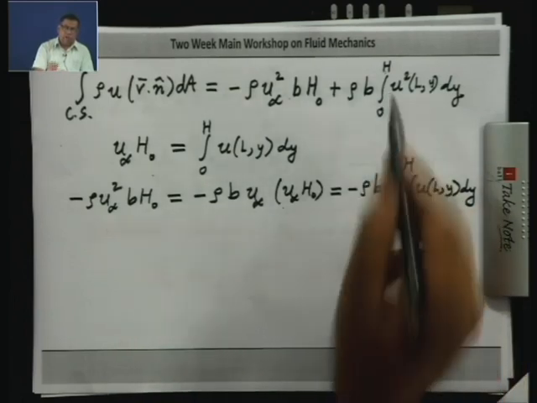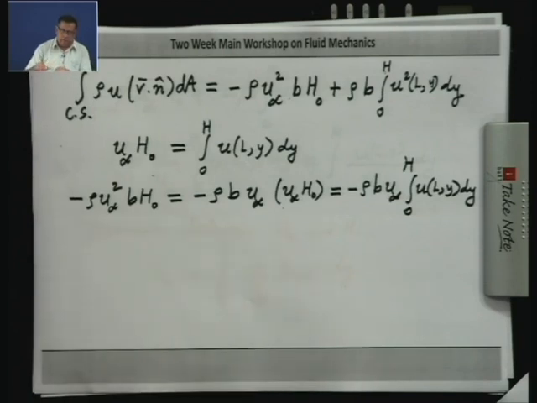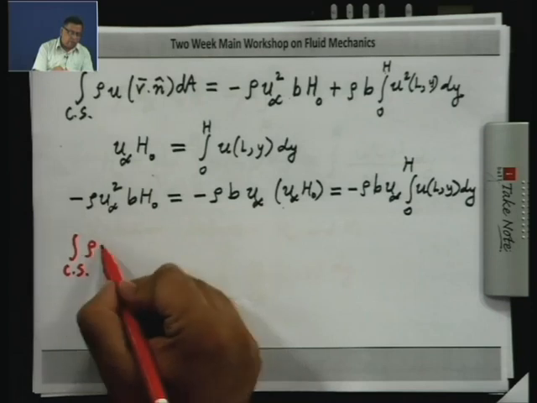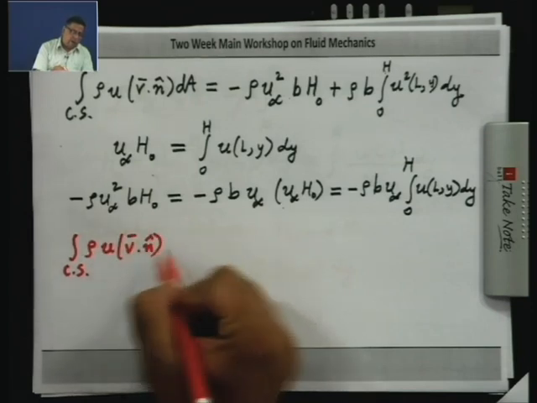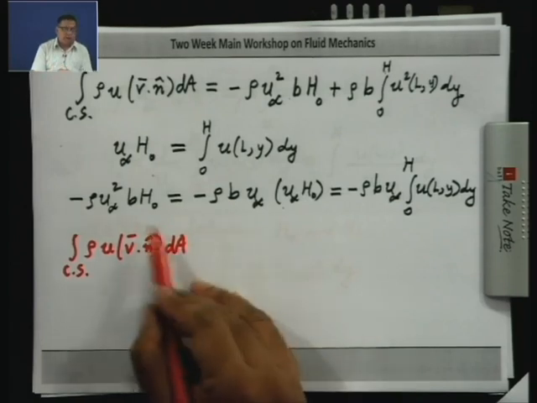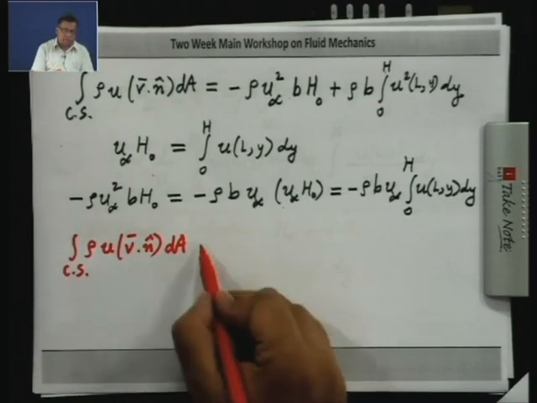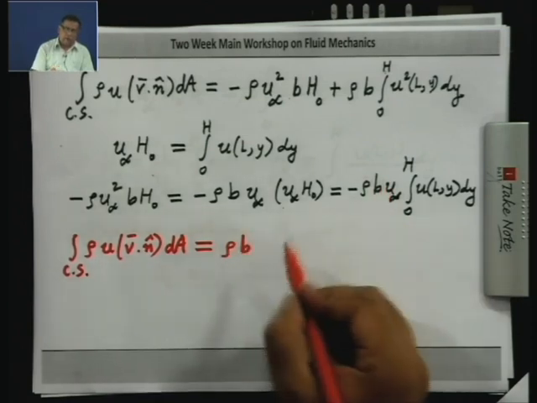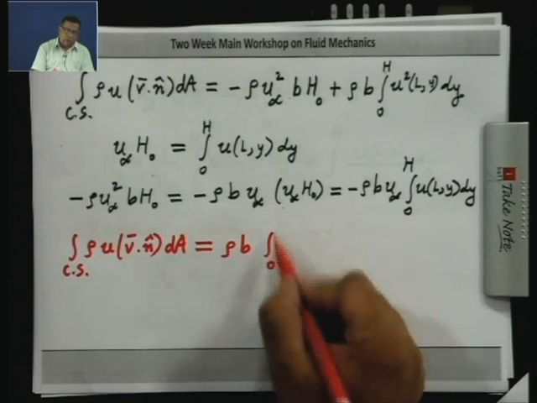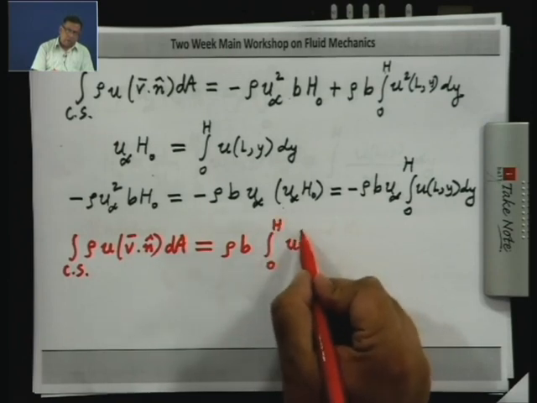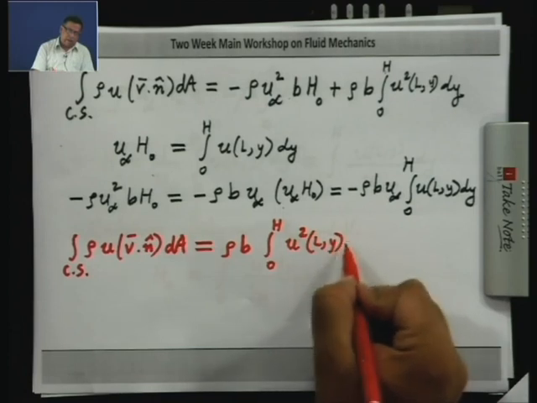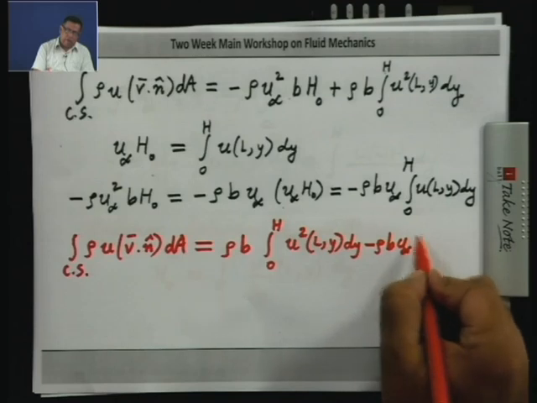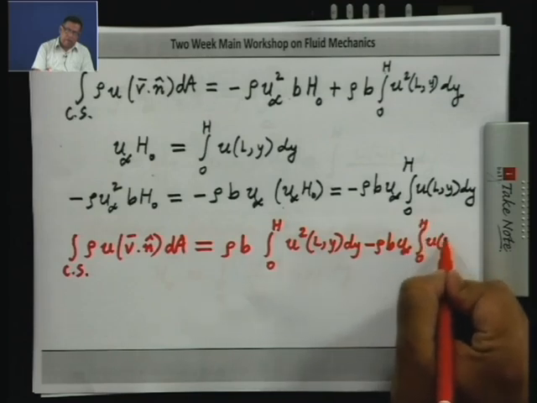Now, if I substitute this over here, we are going to have the integral over the control surface of rho u V dot n dA, and I would like to emphasize that this quantity represents the net flux of x momentum through the control surface. This I can write then as rho b, which can be factored out, integral 0 to h of u squared at L, y dy minus rho b u infinity into this integral of u at L, y dy.